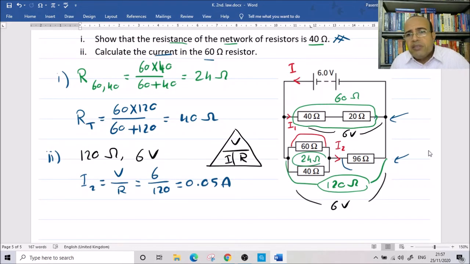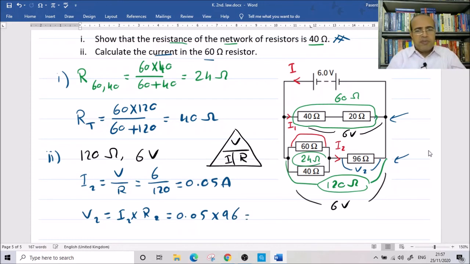But we need V2, the voltage around 96. How can we get V2? V2 equals I2 multiply R2. I2 is 0.05 multiply R2, 96. So this multiplied by 96 is 4.8 volt. So V2 is 4.8 volt.